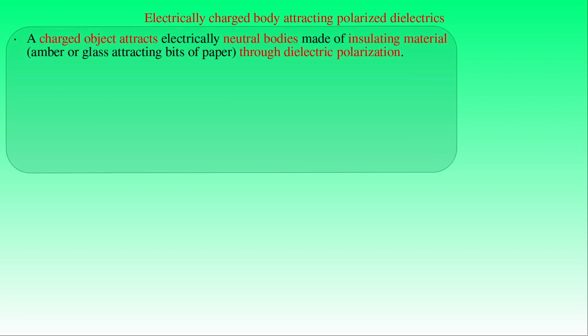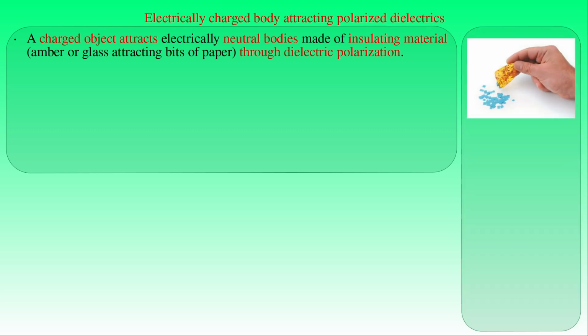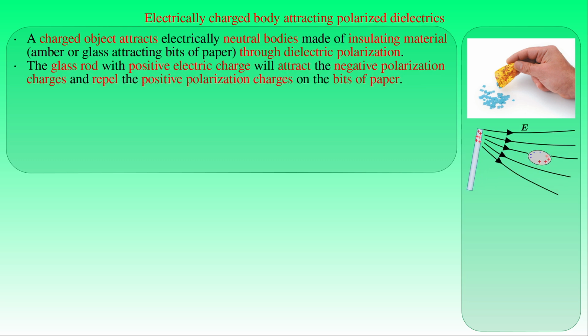We can also interpret other well-known phenomena in electrostatics based on the polarization of dielectrics. When a charged object attracts small bodies made of insulating material, for example when a piece of amber rubbed by wool or a glass rod rubbed by leather attracts small bits of paper, we can talk about an effect caused by polarization charges. A glass rod with positive electric charge will attract the negative polarization charges on the bits of paper and repel the positive polarization charges on it.